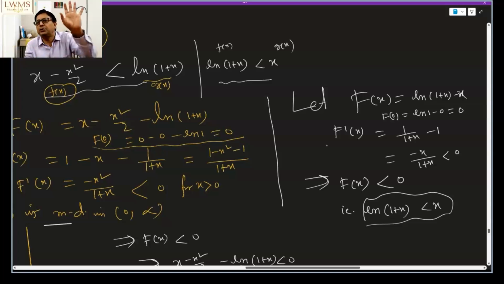So now compare these two, the inequation is proved. Let's go for the next one. Okay? Everyone understand?